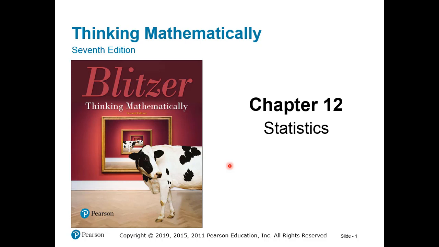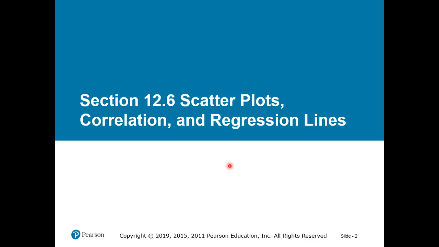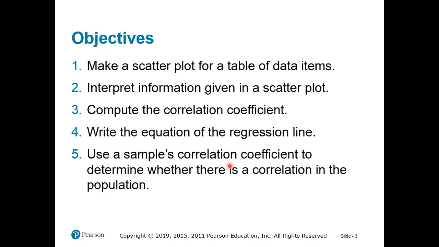Okay, so now we're finally going to get to regression, correlation, and scatter plots. This is the last section, and we're going to talk about scatter plots, correlation, and regression lines. We're going to talk about how to make a scatter plot for a table of data items, how to interpret information given in a scatter plot, how to compute the correlation coefficient, how to write the equation of a regression line and what it is used for, and then we're going to use a sample's correlation coefficient to determine whether there is a correlation in the population or not.